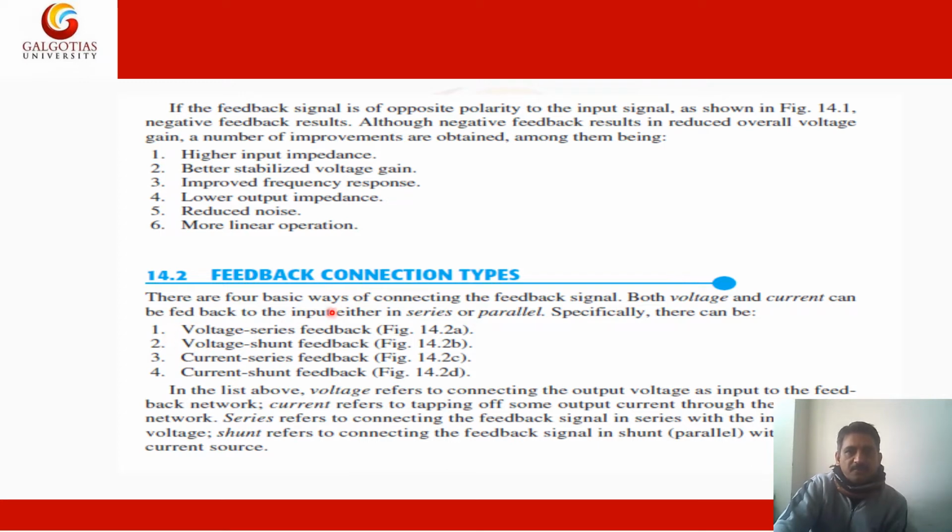So there are 4 basic ways of connecting the feedback signal. Both voltage and current can be fed to the input either in series or in parallel. So: voltage series feedback, voltage shunt feedback, current series feedback, and current shunt feedback. Voltage refers to connecting the output voltage as input to the feedback network. Current refers to tapping some of the output current through the feedback network. Series refers to connecting the feedback signal in series with the input voltage. Shunt refers to connecting the feedback signal in shunt with the input voltage.